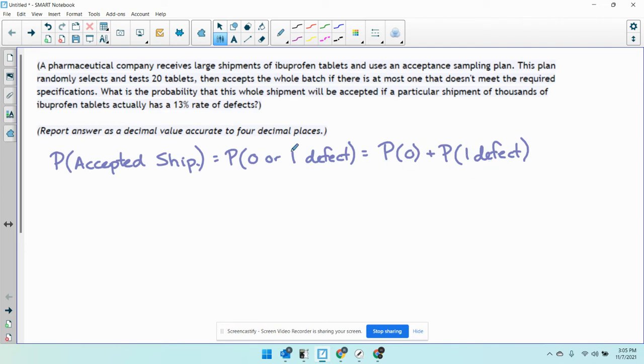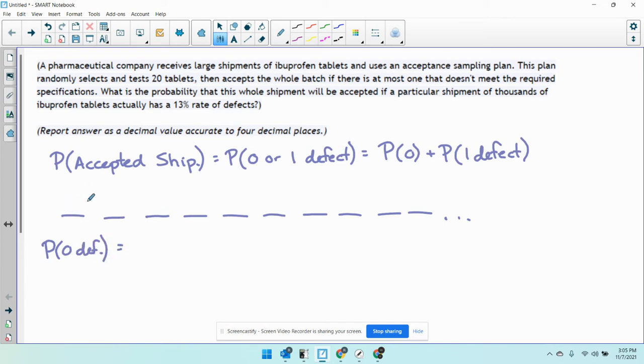So I'm going to start by just listing out. We have 20 tablets. I'm not going to write them all out. 1, 2, 3, 4, 5, 6, 7, 8, 9, 10, and so on. So there's 20 tablets here. What's the probability of 0 defects?